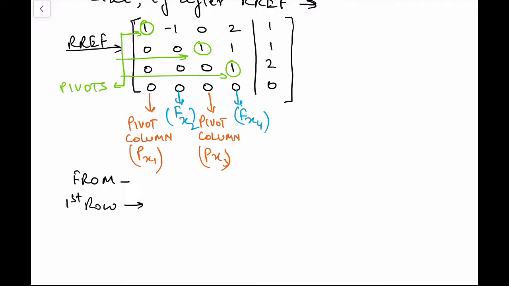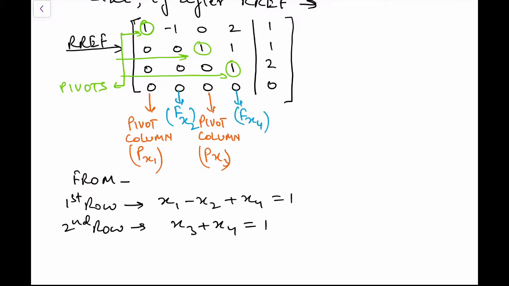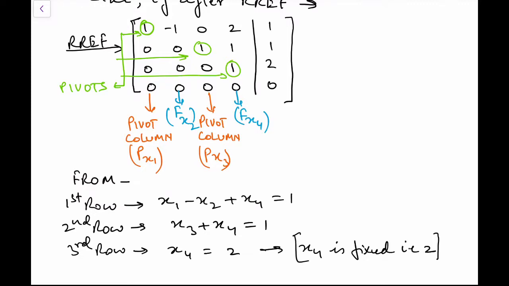So from the first row we will get x1 minus x2 plus x4 is equal to 1. From the second row we will get x3 plus x4 is equal to 1. From the third row we will get x4 is equal to 2. So 2 is fixed here for x4. So the value of x4 is 2.